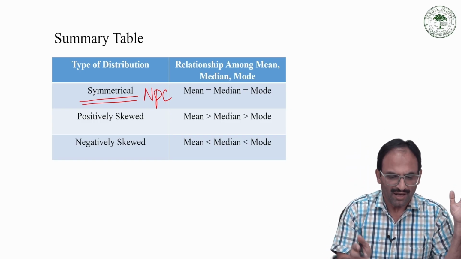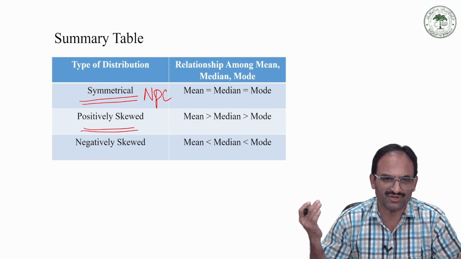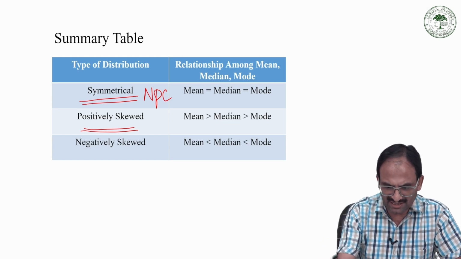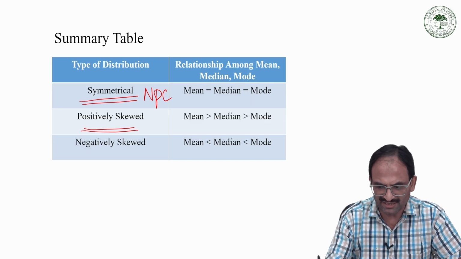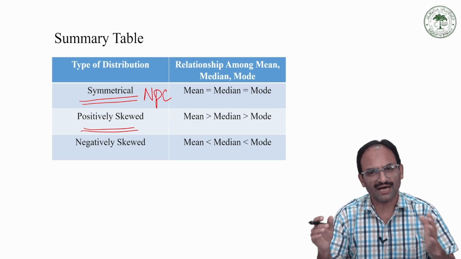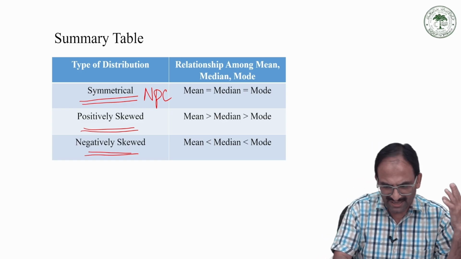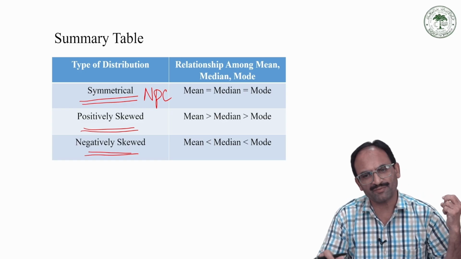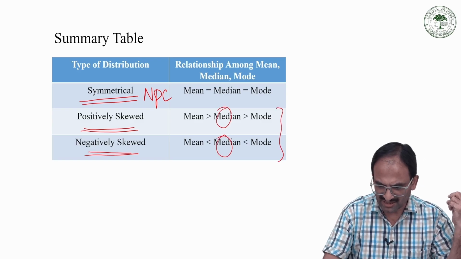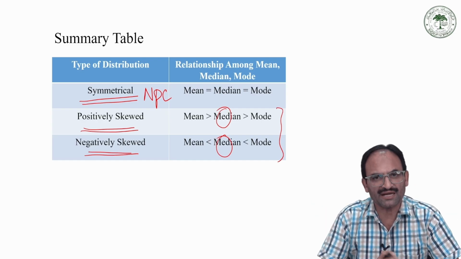Now let's take the case of positively skewed distribution. So in the positively skewed distribution, mean is greater than the median and median is greater than the mode. So median will lie between mean and mode. Whereas in the negatively skewed case, again, mean will be less than median and median will be less than mode. In both the situation, you will see that basically median lies between mean and mode.